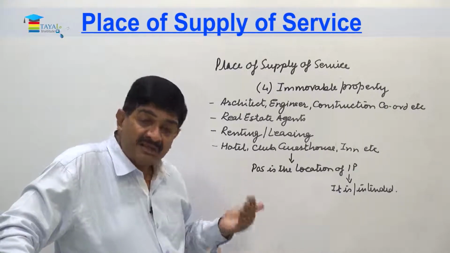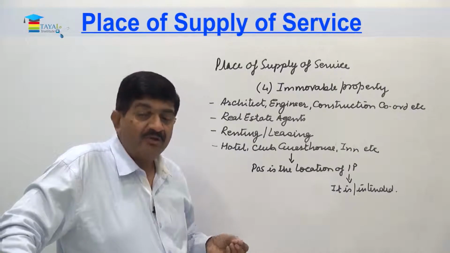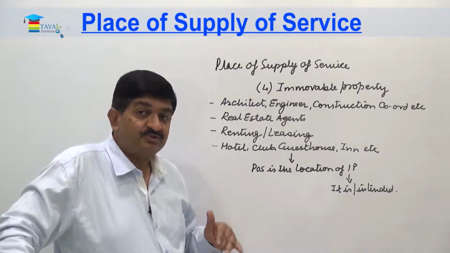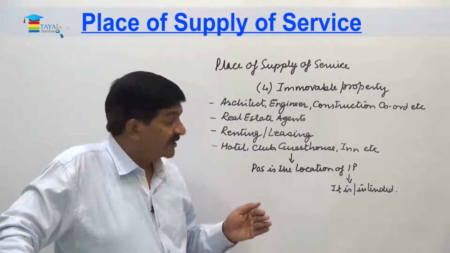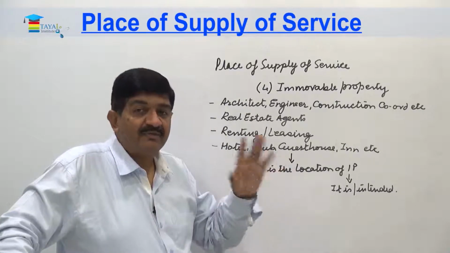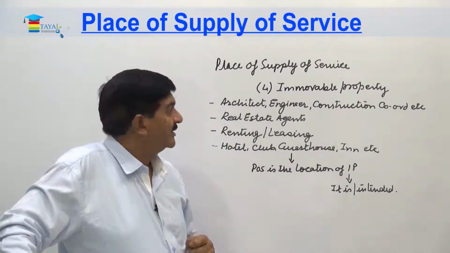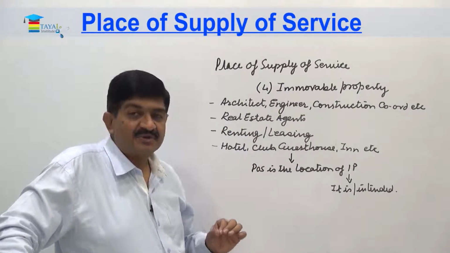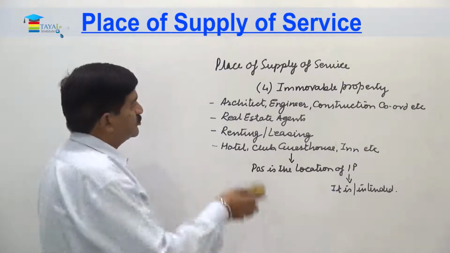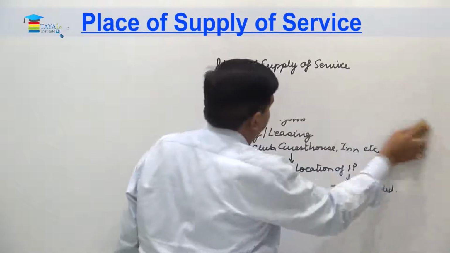It may happen other way around. One engineer or architect sitting in Mumbai giving architectural services to a customer outside India, and the property is going to be situated outside India, then outside India will become the place of supply. So friend, this is subsection 4, right? Then we come to subsection 5.